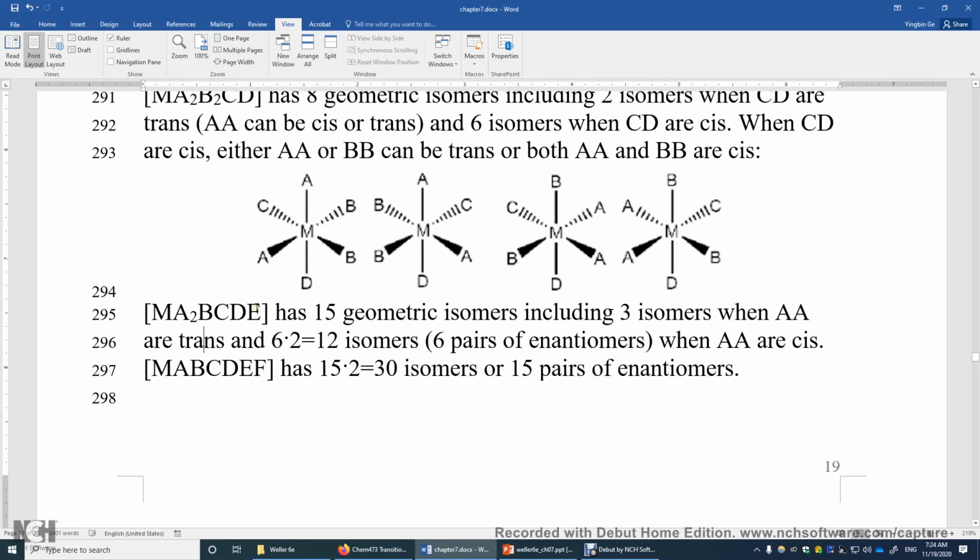Well, that's the 3rd isomer, so you have 3 isomers. Do they have enantiomers? No. This is because, again, just picture this. You put one A on top, one A on the bottom, and then in the middle there's a plane that contains M, B, C, D, and E. This plane is the symmetry plane. And once you have a symmetry plane, you have this S1, improper rotation symmetry. There's no enantiomers. Thus, in this case, when AA are trans, the structure is achiral.